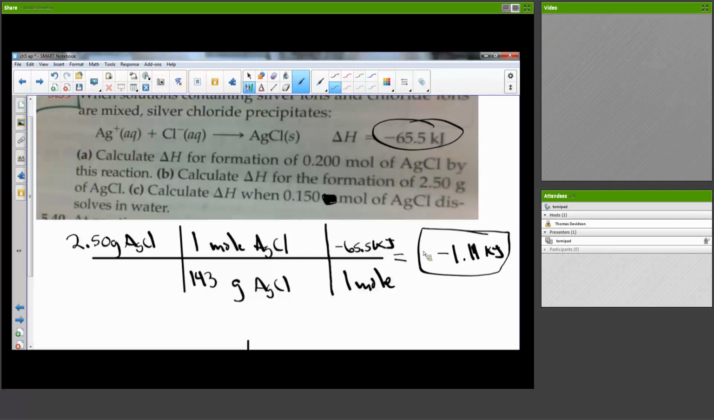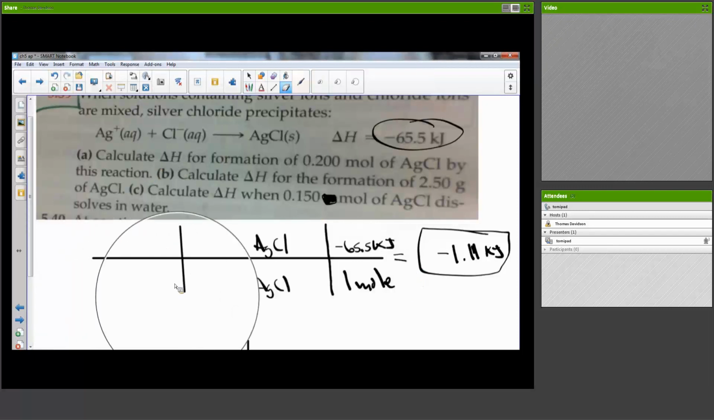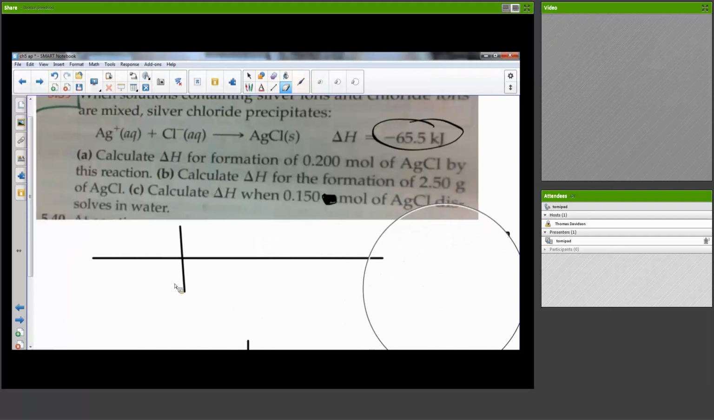Who had negative 1.1 something? Raise your hands. Okay, that was most of you. Part C. Part C seems really uncomfortable, right? How come? Because it says that it's precipitate. All right, because it says silver chloride, which you all know by now is a precipitate, dissociates.